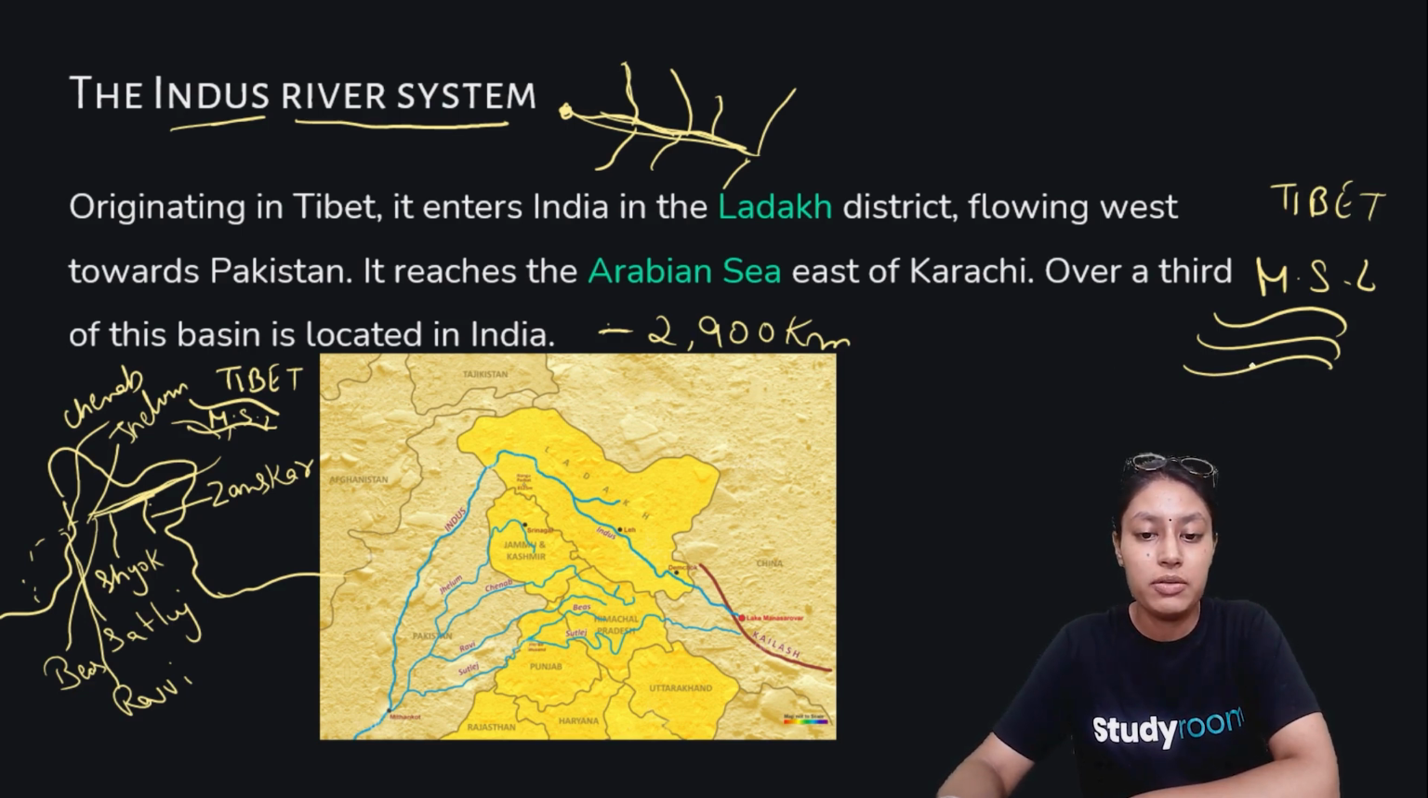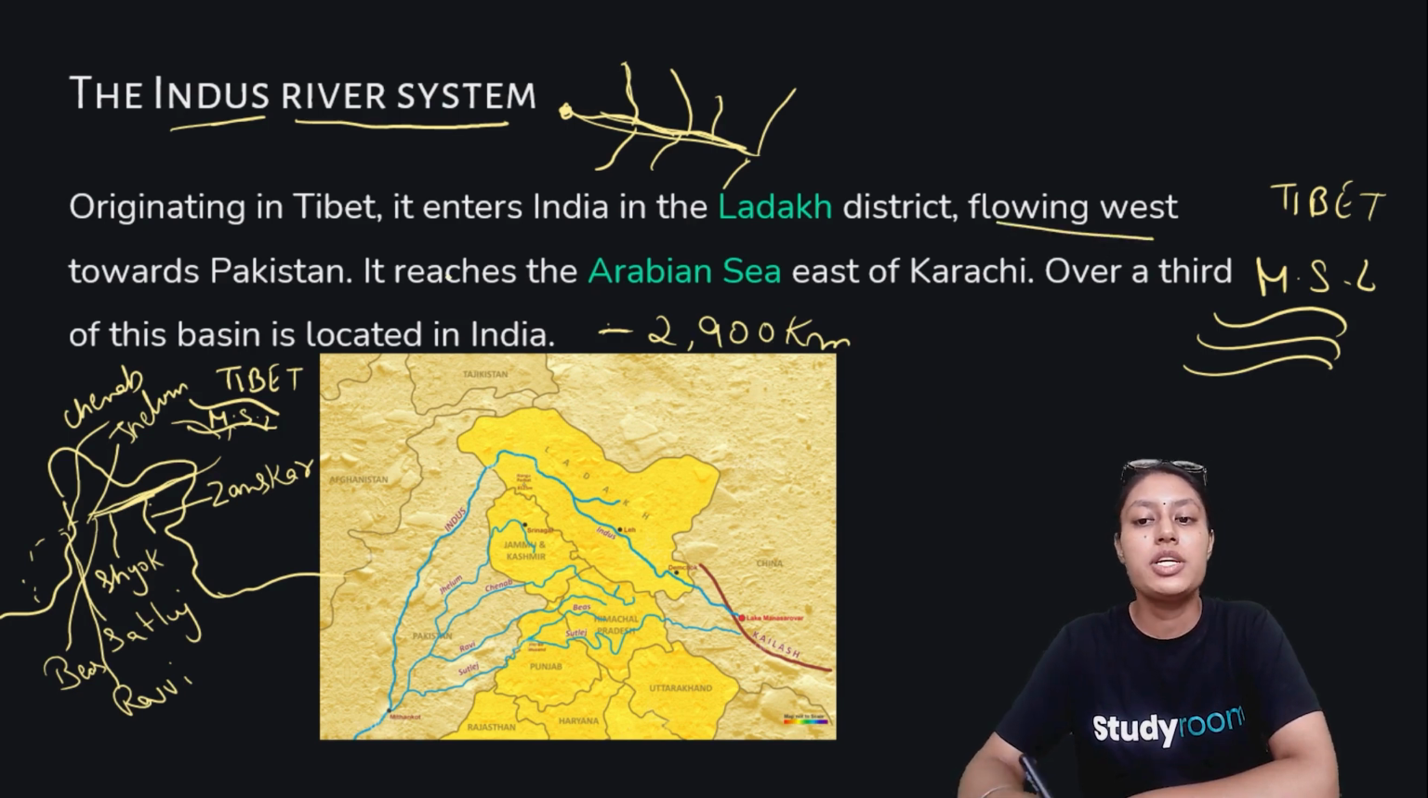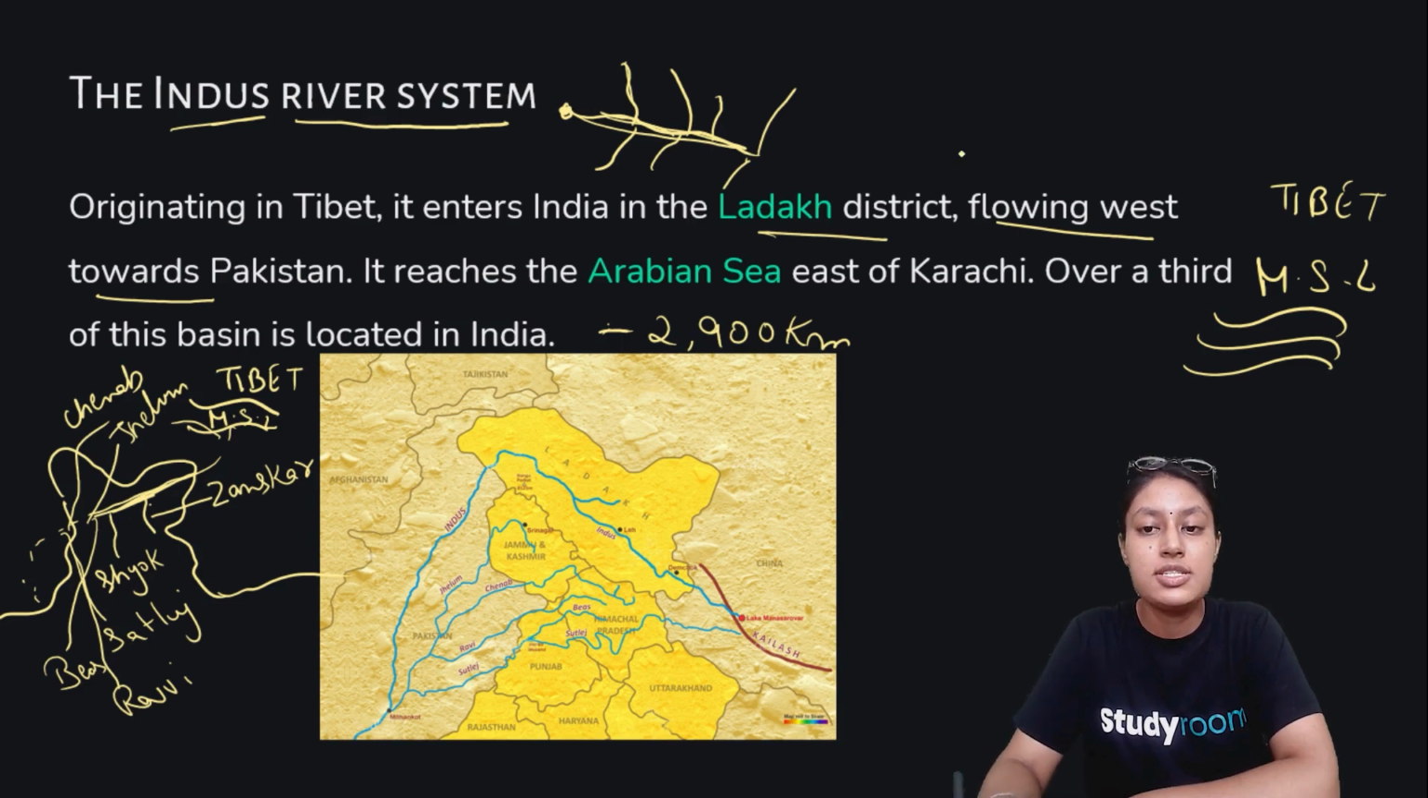So from Tibet, it comes to India. It enters India and flows towards the west, entering through the Ladakh district. Let's mark the Ladakh district here. So this is our Ladakh district, where the Indus River flows. It comes to India through the west direction.